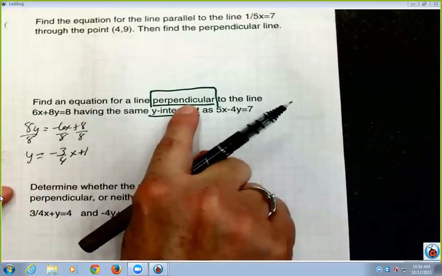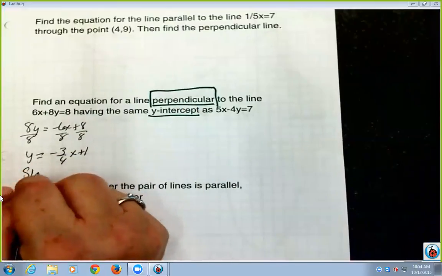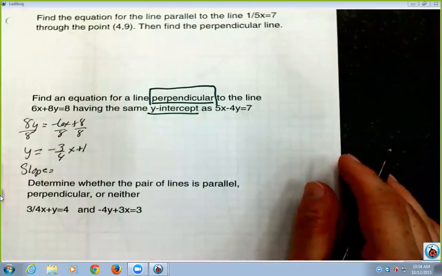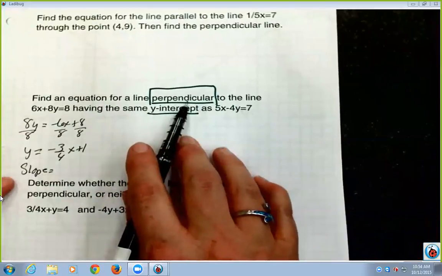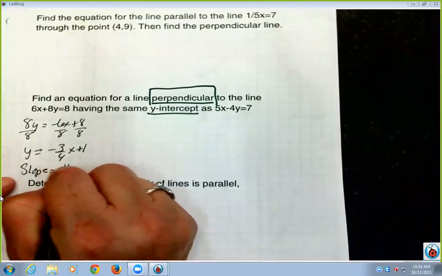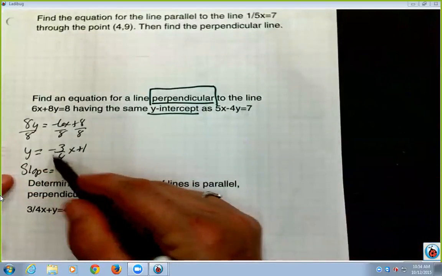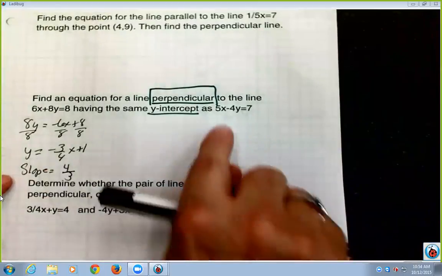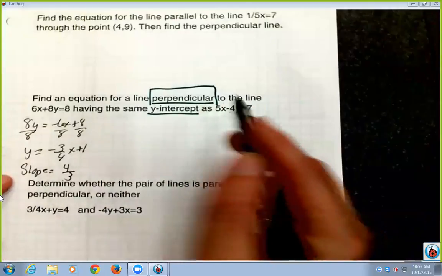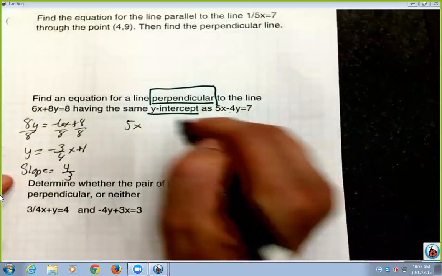So I want a perpendicular slope. So what's the slope going to be? If I want a perpendicular slope, it's going to be the inverse and the opposite sign, so it's negative, it's positive. And then to get the rest of my equation, I want this y-intercept, so I need to get this thing solved.